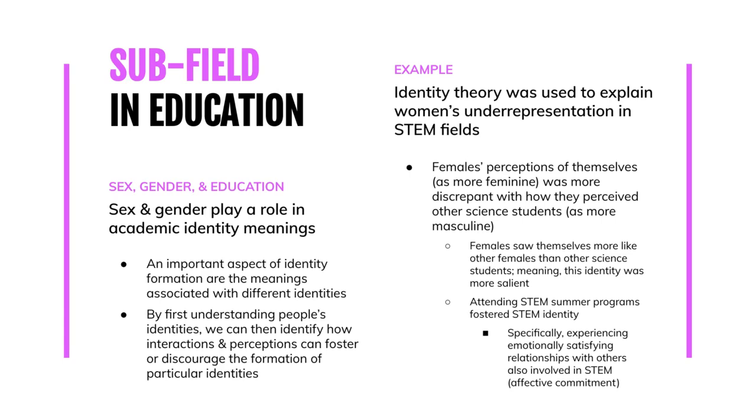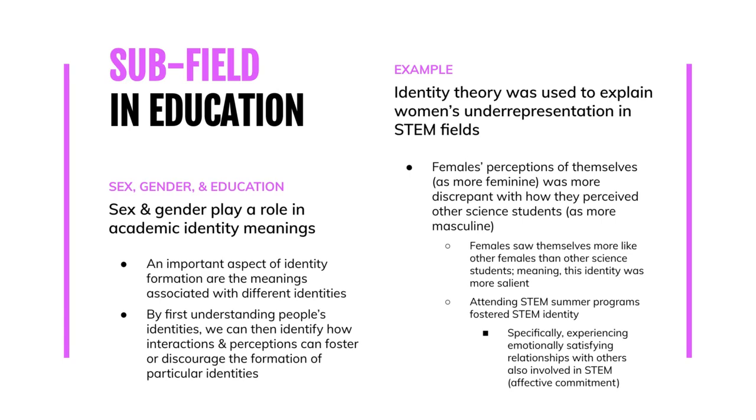By first understanding people's identities, we can then identify how interactions and perceptions can foster or discourage the formation of particular identities. For example, in STEM disciplines, women tend to be underrepresented. In a study investigating high school students who attended summer programs designed to foster interest in STEM subjects, researchers used identity theory to explain perhaps one of the reasons why women are underrepresented in STEM fields, and how that might be addressed.